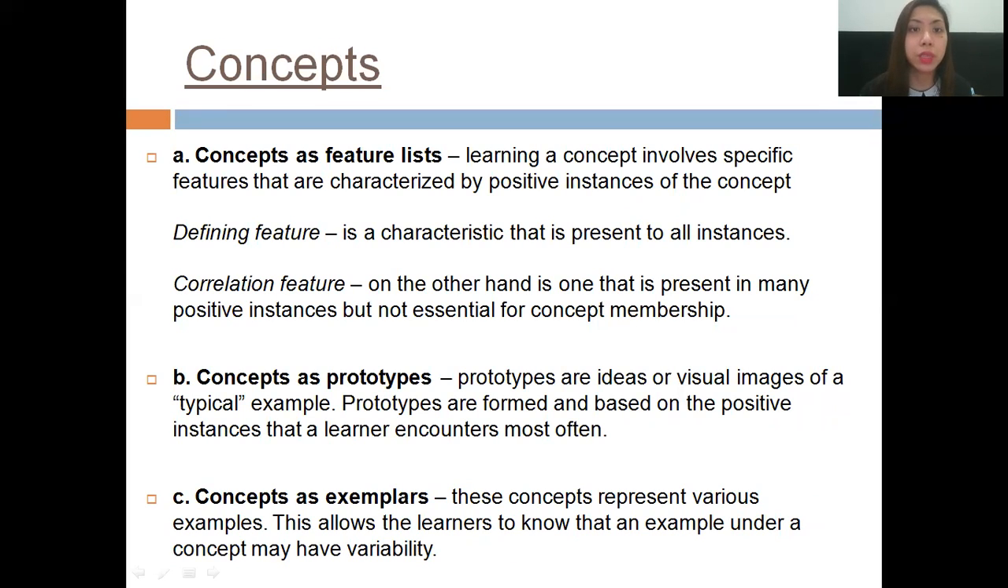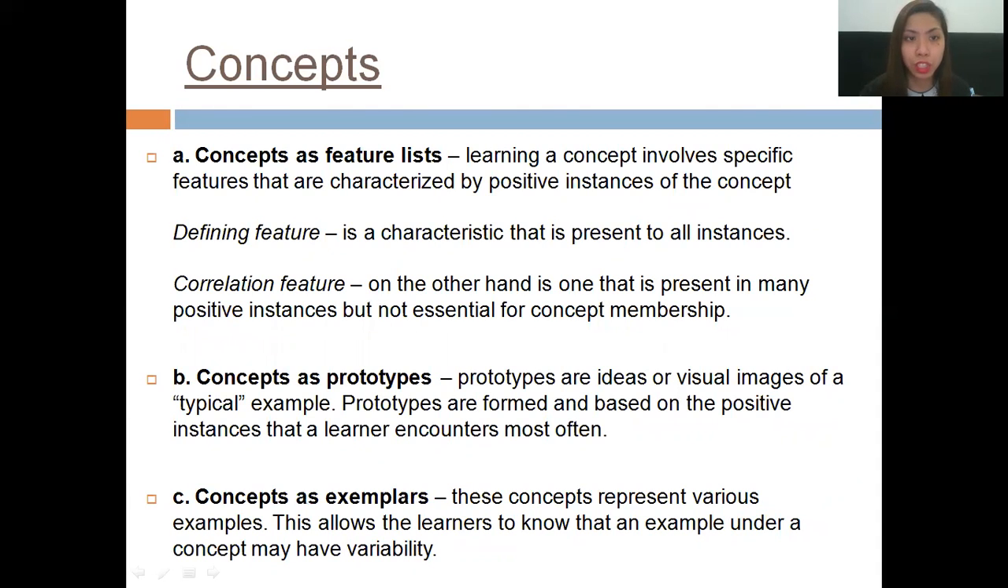First, we have concepts as feature lists. Learning a concept involves specific features that are characterized by positive instances of the concept. First, we have defining feature, which is a characteristic that is present in all instances. For example, all quadrilaterals have 4 sides. Having 4 sides is a defining feature of a square because all quadrilaterals have 4 sides. If it does not have 4 sides, then it is not a quadrilateral.